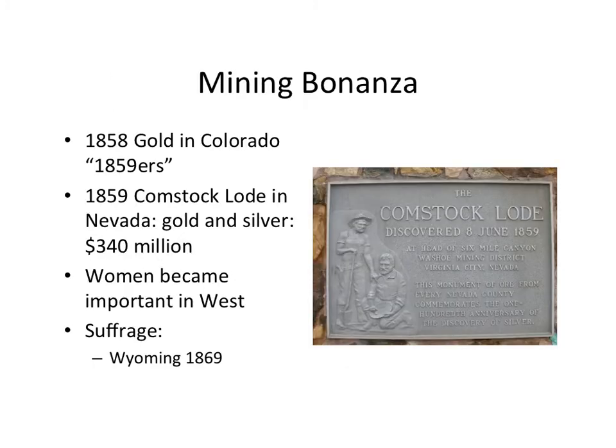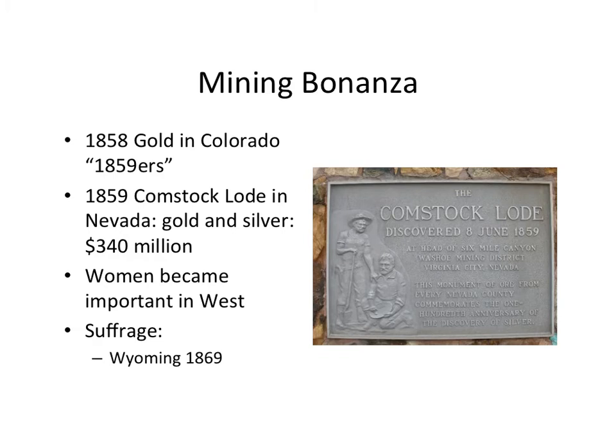So one of the things that also obviously affected what was happening, right, the push and pull factors, was the mining bonanza. So for example, obviously we know about the 49ers, but then there was also the 1859 gold rush that struck Colorado with the 1859ers. And then that same year, there was the Comstock Lode, where there was a huge gold and silver mining boom in Nevada.